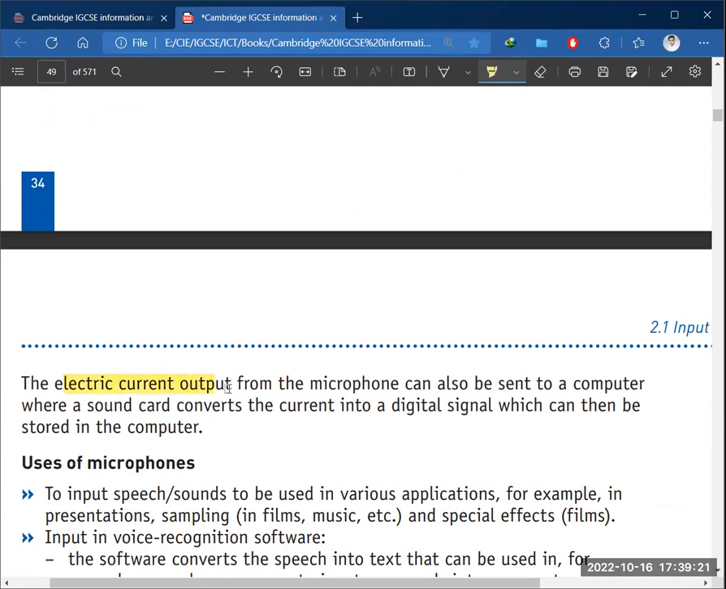The audio electrical current output from the microphone can also be sent to a computer where a sound card converts the current into a digital signal, which can be stored in the computer. Read this part as well, quick. Electric current output from the microphone can also be sent to a computer where a sound card converts the current into a digital signal, which can then be stored in the computer.